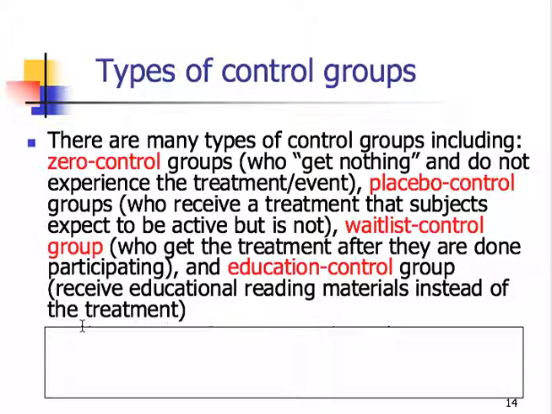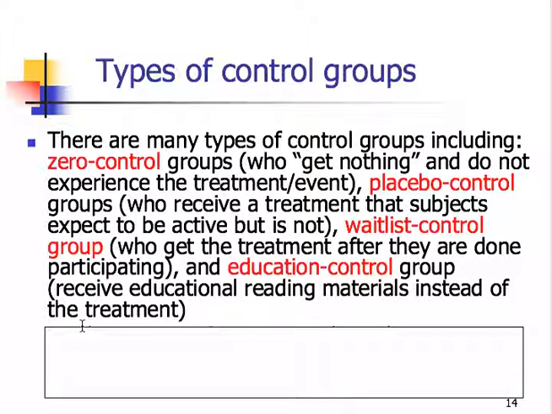There's a placebo control group, and they are supposed to think that they're getting the active treatment. They're expected to believe that they're getting it, but for some reason they don't know that they're not. For example, a sugar pill is a placebo because people are expected to think that it might work. A waitlist control group are participants who get a treatment after they're done participating.